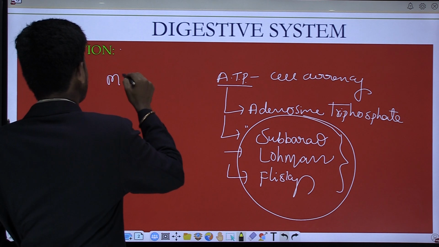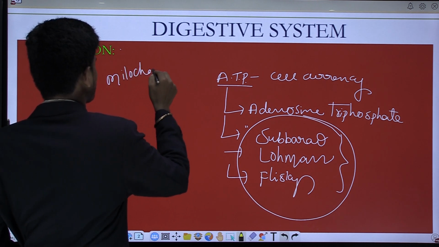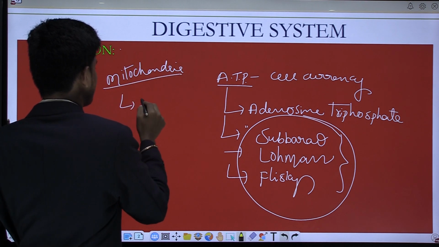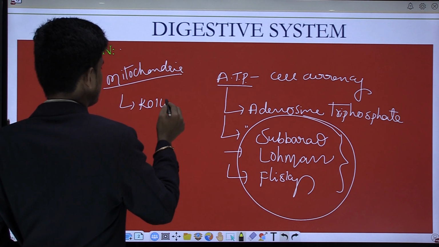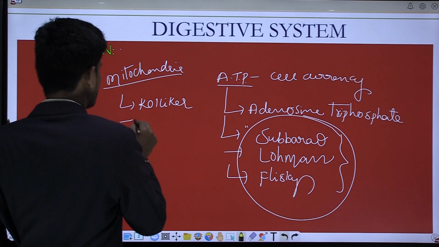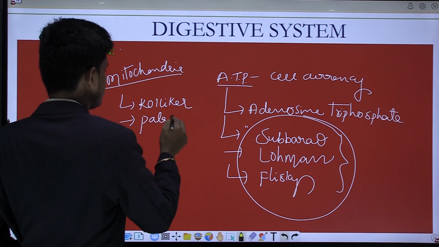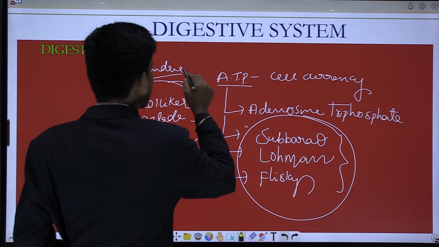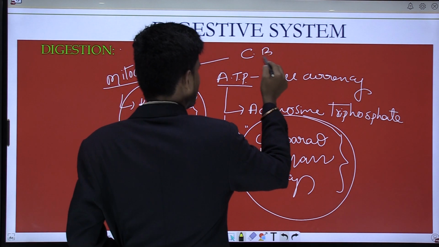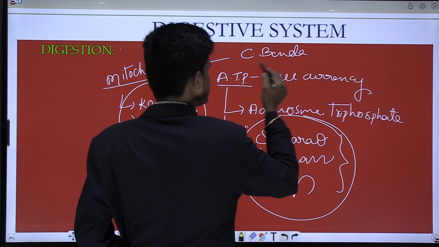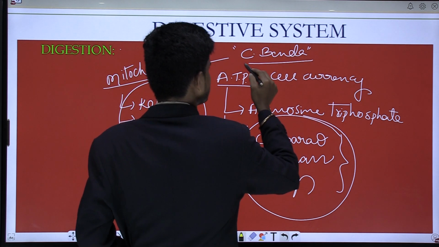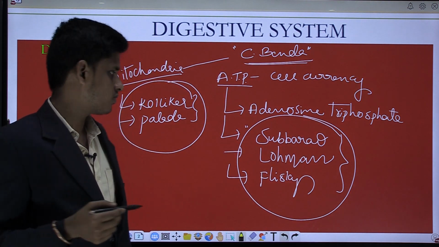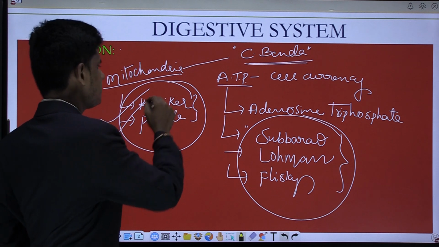And this is mitochondria. What is this? Mitochondria. And this particular mitochondria was discovered by Kolliker and Palade. Who is that? Kolliker and Palade. Fine. These two discovered the mitochondria, and the name mitochondria was given by C. Benda. Who is that? C. Benda is the person who named the mitochondria, and it was discovered by Kolliker and Palade.